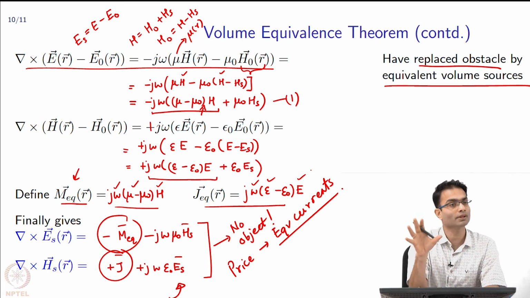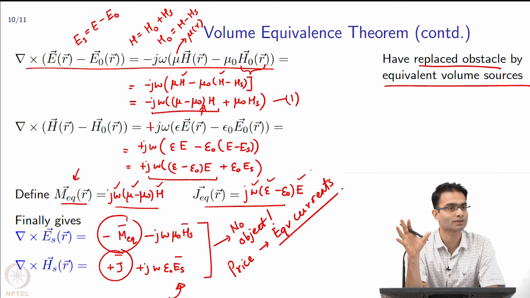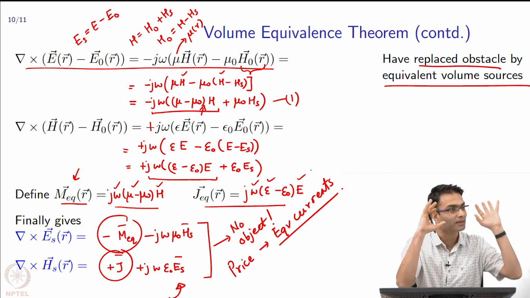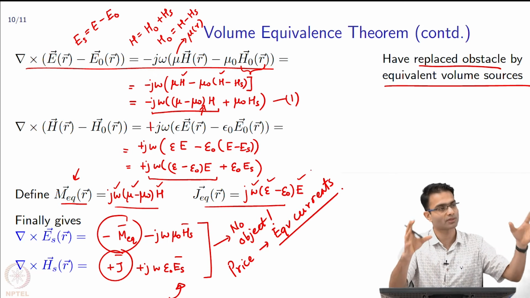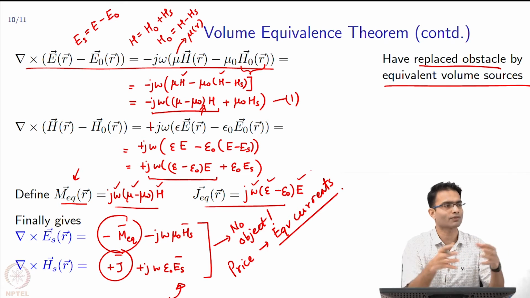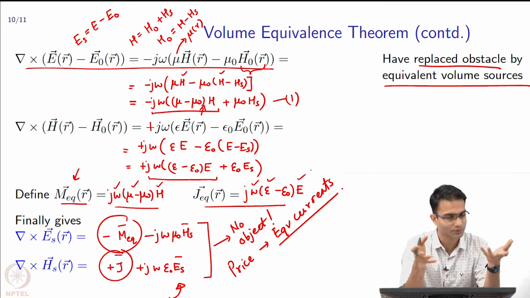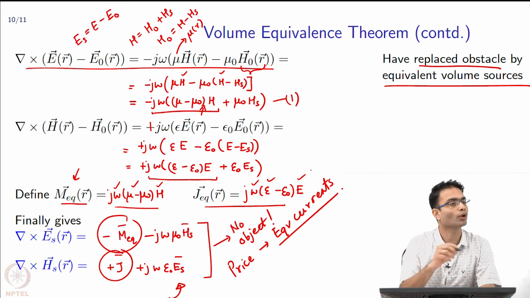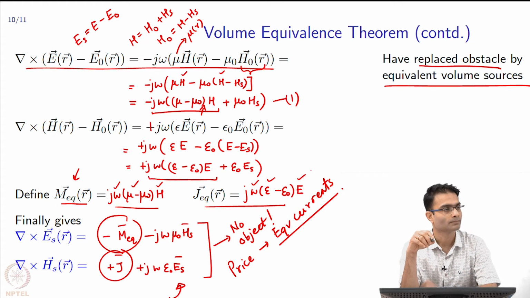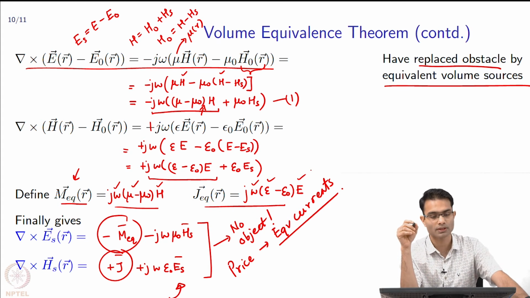Remember, this is an equivalent problem, this does not physically exist, there aren't physically current sources sitting in space. I am mathematically thinking of them as such, and the solution is the same, because I used these same equations, all I did was add, subtract and things like that. So this is the volume equivalence theorem. This was one of the equivalence theorems.